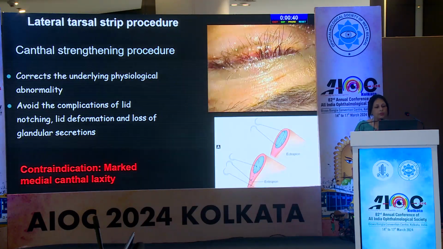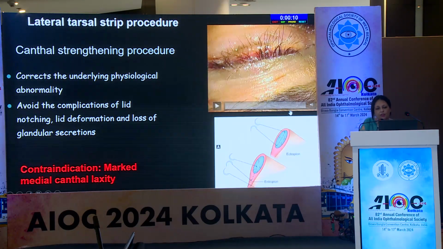Now remember that tarsal strip procedure is a procedure which is used extensively both for entropion and ectropion. Now how does it differ whether you're using it for entropion or ectropion? One part. The other thing is, do we do tarsal strip procedure in isolation, or do we combine it with other procedures? So if your medial canthal tendon is not very lax, then you can simply do a lateral tarsal strip procedure both for ectropion and entropion.